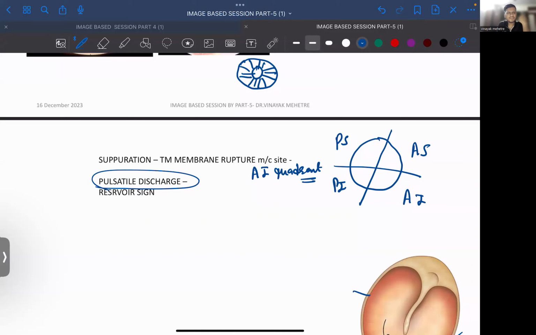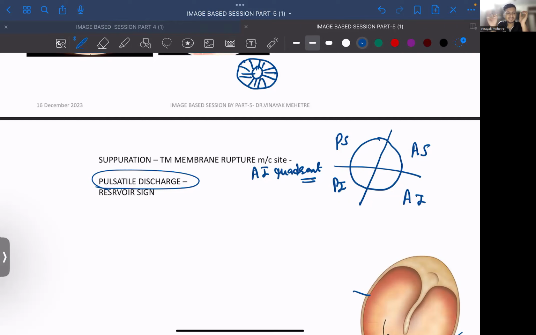Okay, इसी को बोलते हैं pulsatile discharge. ठीक है. और इसी को बोला जाता है रिजर्वायर साइन. रिजर्वायर का मतलब क्या होता है? There is one reservoir. पानी की टंकी है, वहां से पानी बाहर आ रहा है. Water is coming out of a tank, right? So reservoir for the water. Same over here, reservoir for the fluid, infective fluid, middle ear.